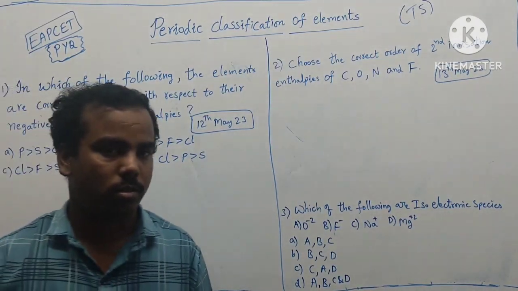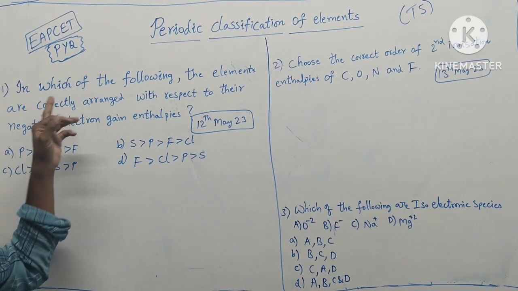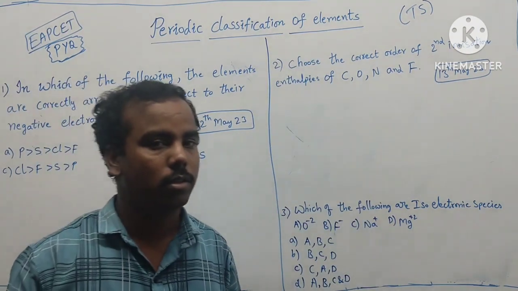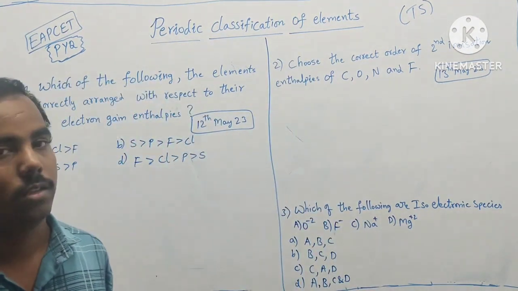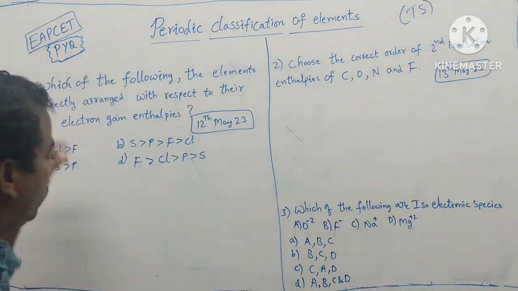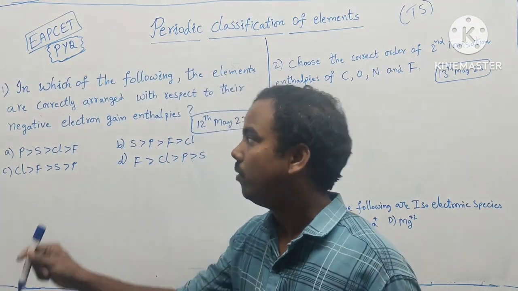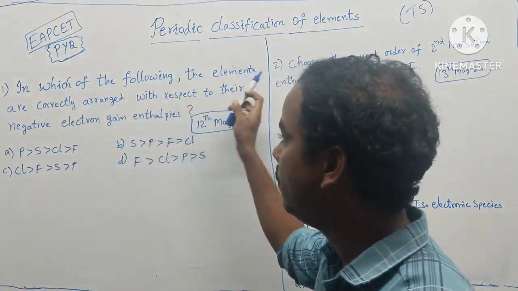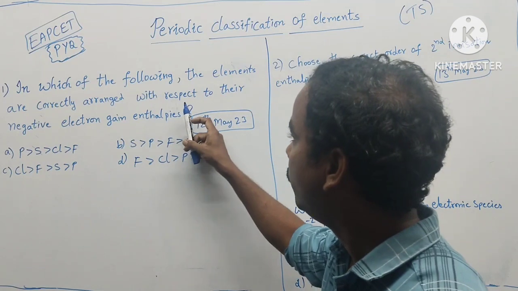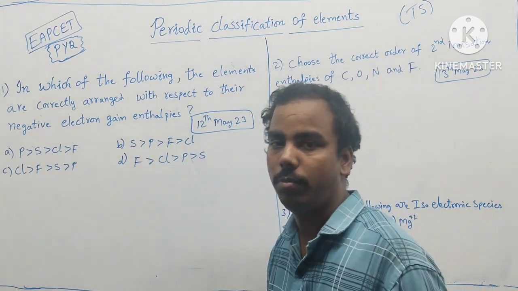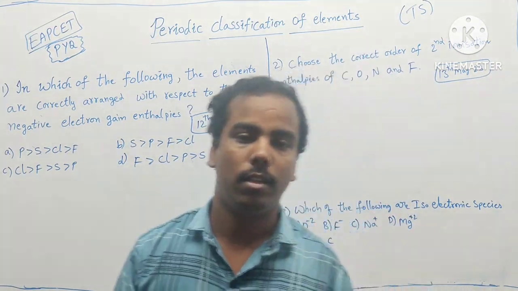Hi dear students, today we are going to discuss the periodic classification of elements, previous year questions for TS. So first question, look. First one: in which of the following are the elements correctly arranged with respect to their negative electron gain enthalpies? So first, what is electron gain enthalpy?